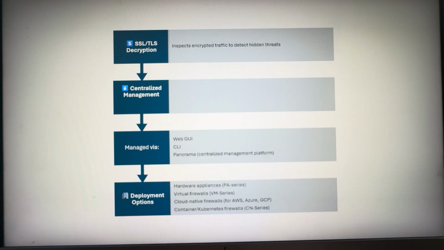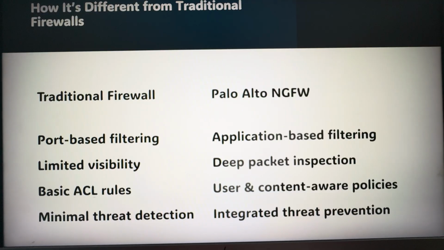These will be used while configuring the rules. The Palo Alto firewalls can be accessed via three methods: Web UI, CLI, and Panorama, the centralized management platform. The deployment options are hardware appliances, virtual firewalls, cloud native firewalls for AWS, Azure, GCP, and container, Kubernetes, and CN firewalls. How is the Palo Alto firewall different from the traditional one?